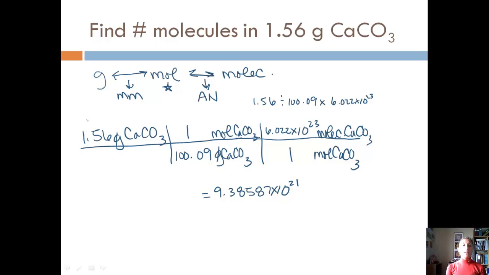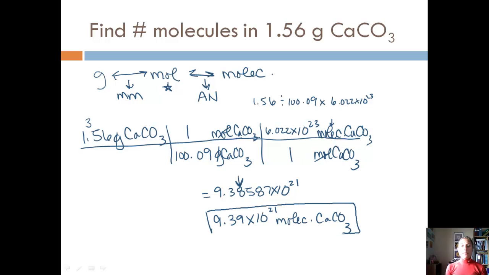Now if I go back to what I was given in the problem, I have 3 significant figures, so I want 3 in my answer. This 5 will round the 8 up, so 9.39 times 10 to the 21. Don't forget your units, my moles canceled. I'm left with molecules, so molecules of CaCO3. So in a very small amount of grams, 1.56 grams, I have 9.39 times 10 to the 21st molecules, which is a large quantity, but remember, atoms are really small. So this answer makes sense.